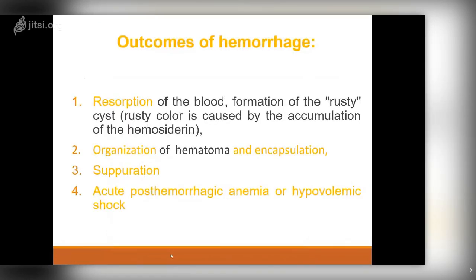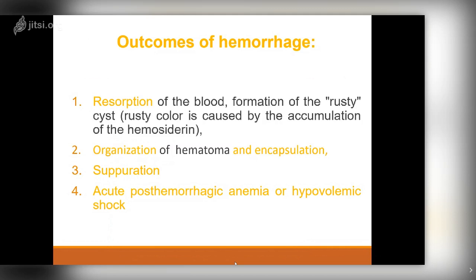Outcomes of the hemorrhage, of course, are different depending on the site of the hemorrhage, because hemorrhage may be external as well as internal. If we are talking about escape of the blood in the tissues, it may result at first in a favorable outcome, reabsorption of blood, as I told you already, with formation of the so-called rusty cyst. Rusty color, brownish color, is due to deposition of hemosiderin. Also, organization of hematoma and encapsulation due to formation of fibrous tissue as a normal response to injury may occur.